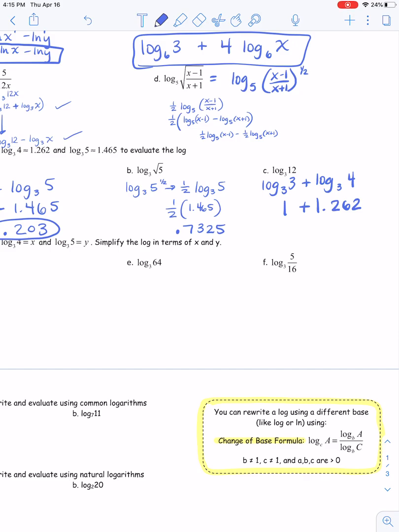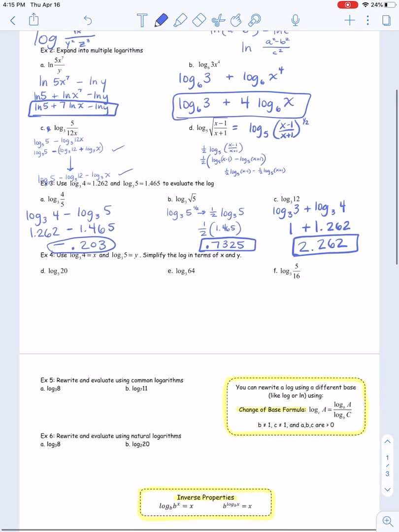If I rewrote log base 3 of 3, let's say I put equal to x there, base raised to the exponent equals the argument, 3 to the x power equals 3. What's the value of x? 1. Anytime your base and your argument are the same number, that's going to give you a value of 1. So I knew that value even though it didn't give it to me in the directions. And so now I'm just adding 1 plus 1.262. So obviously that's going to give me 2.262. Not too bad.